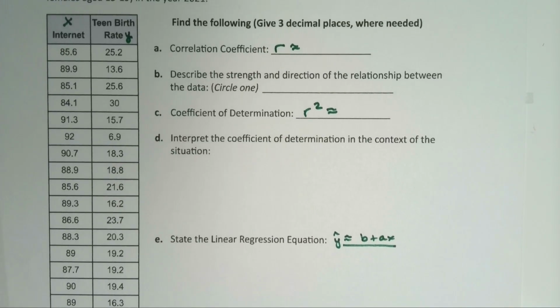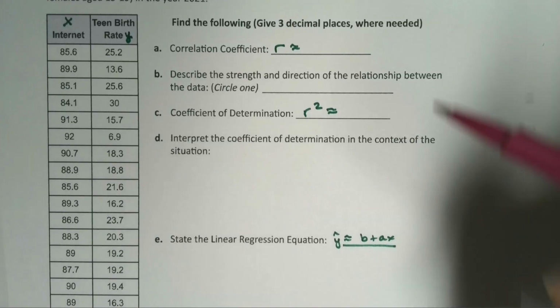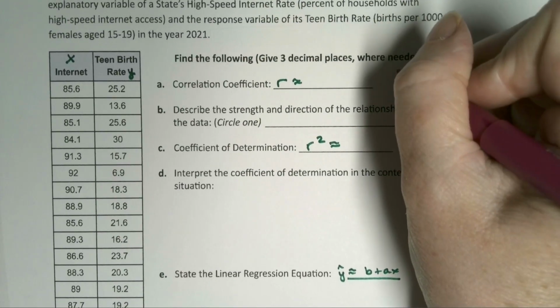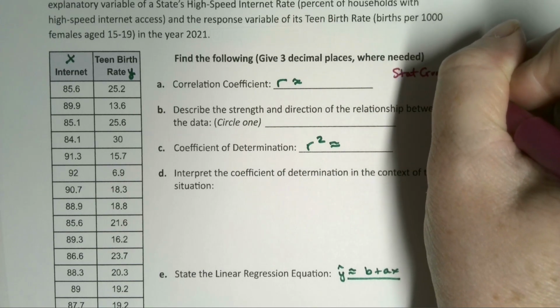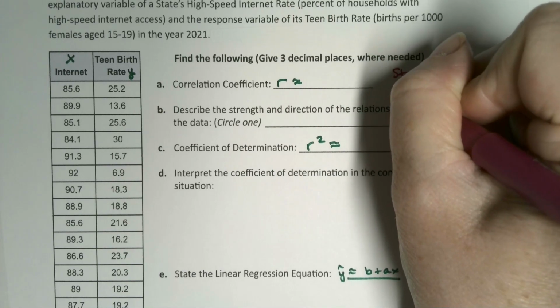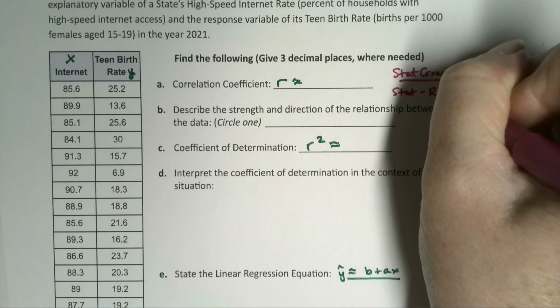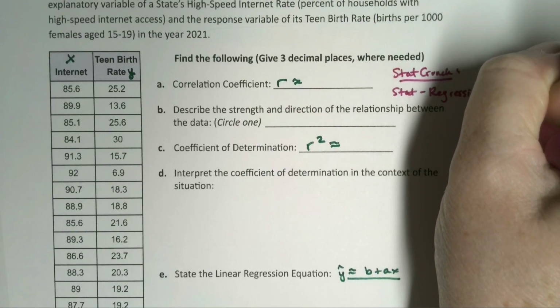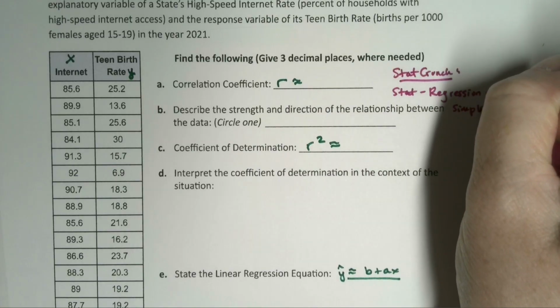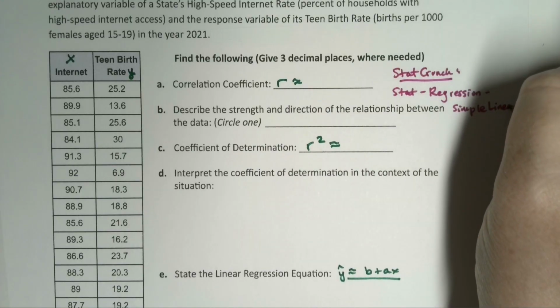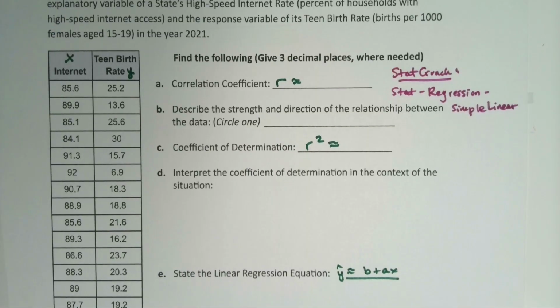Okay, so we can find all of those with StatCrunch. The StatCrunch path through all of this chapter is stat, regression, simple linear. And so that's how we're going to find all three of those pieces at once. It didn't ask us, but we could also find the sample size, which is how many there are, and other pieces of information as well.